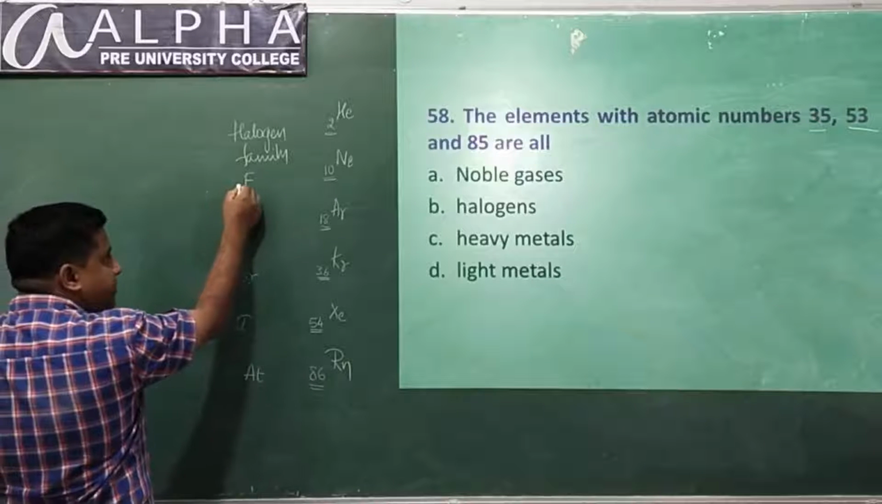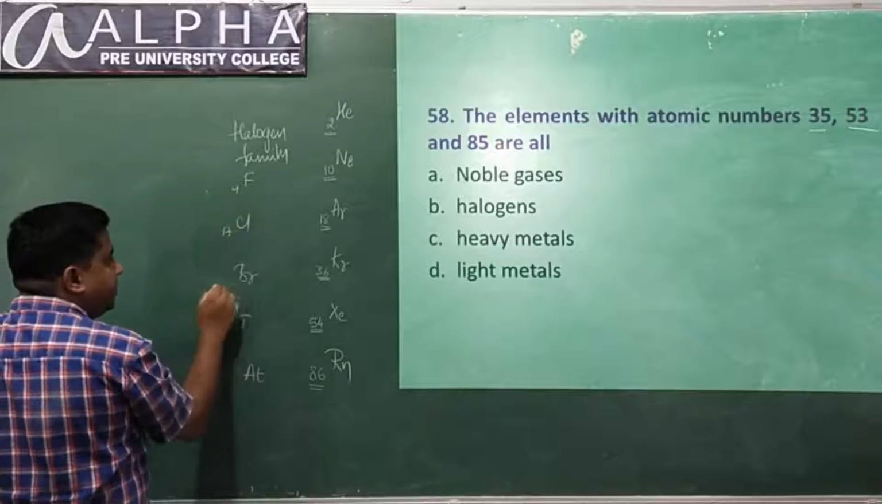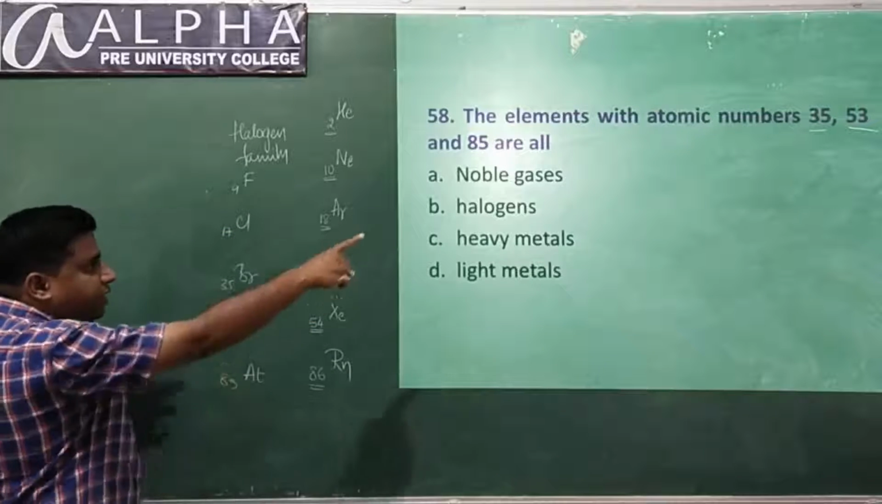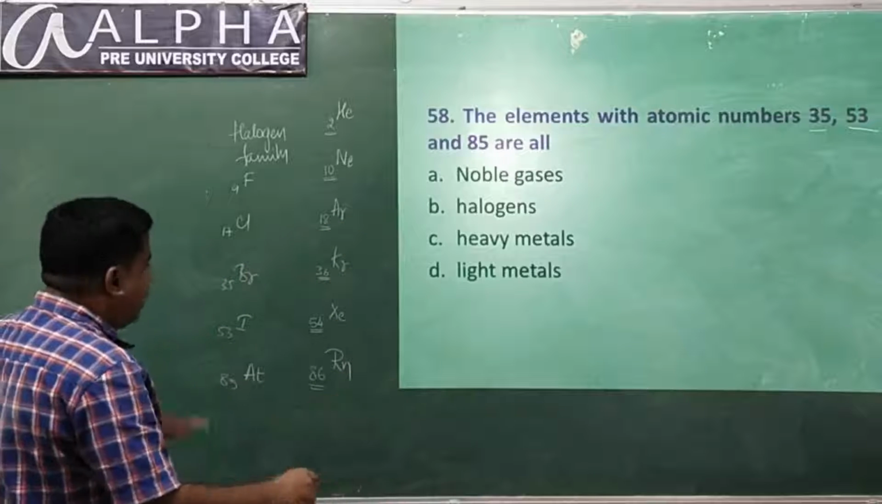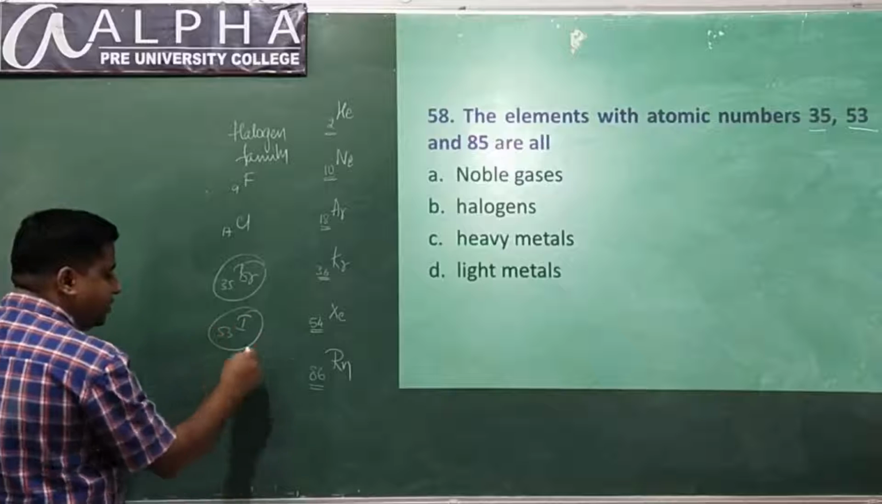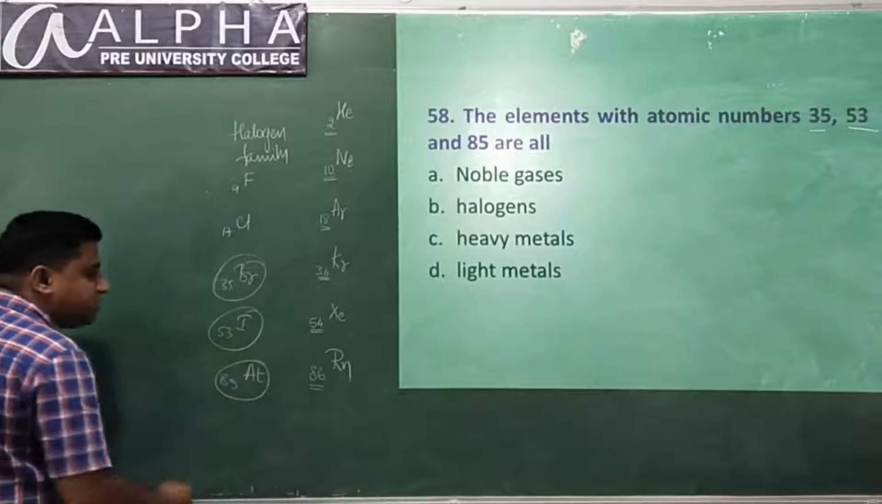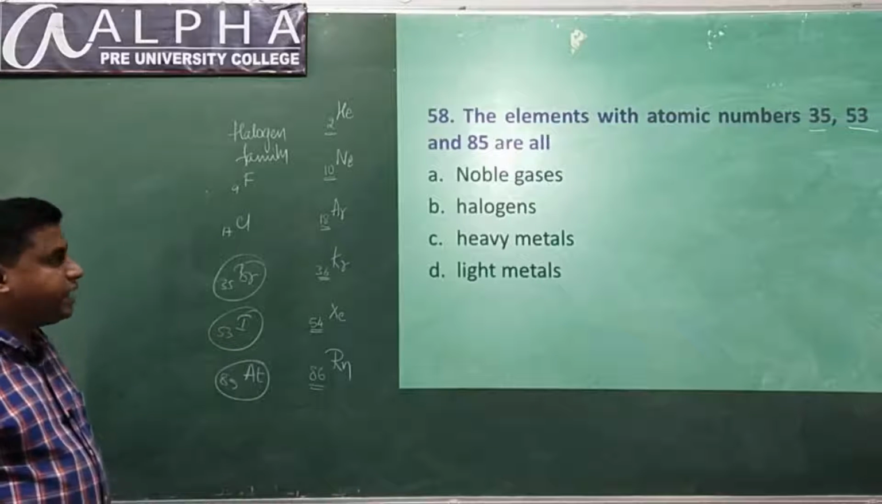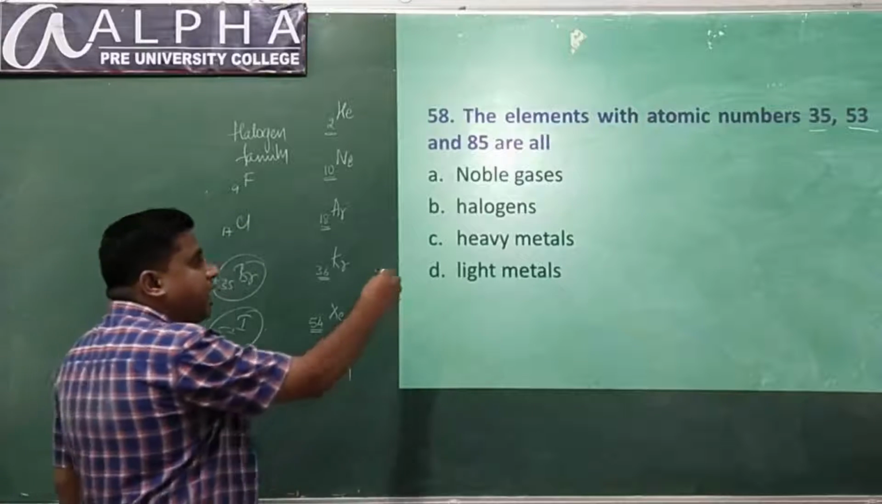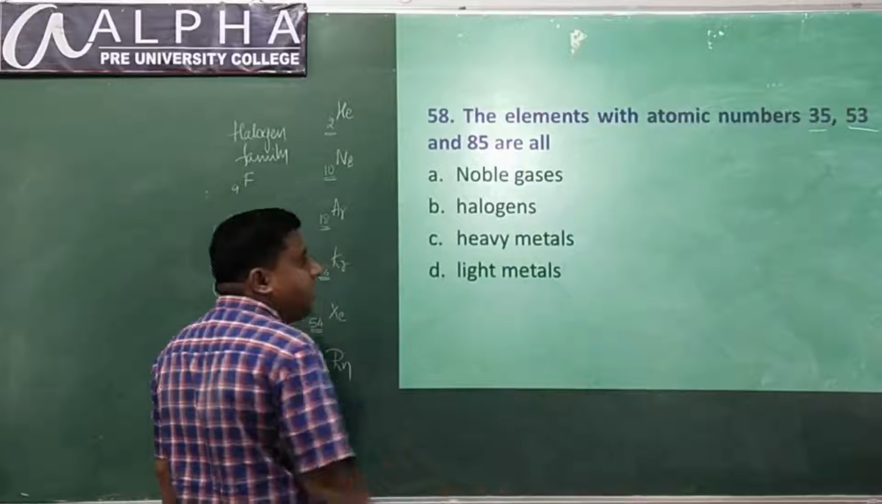The atomic numbers of the halogens are fluorine 9, 17, 35, 53 and 85. Look here: 35 is bromine, 53 is iodine and 85 is astatine. Therefore, these elements belong to which group? Halogens. They belong to halogens.